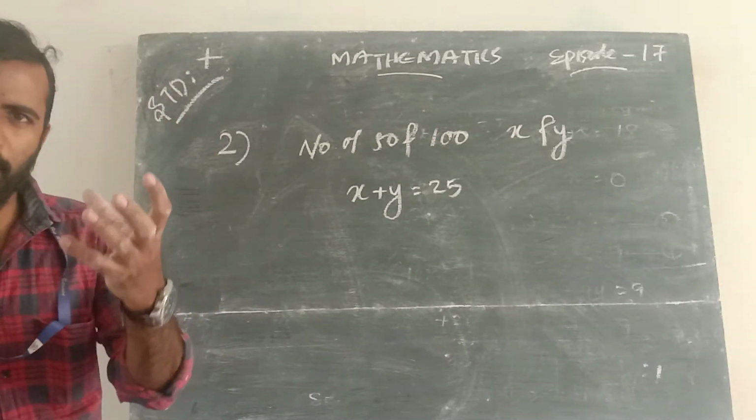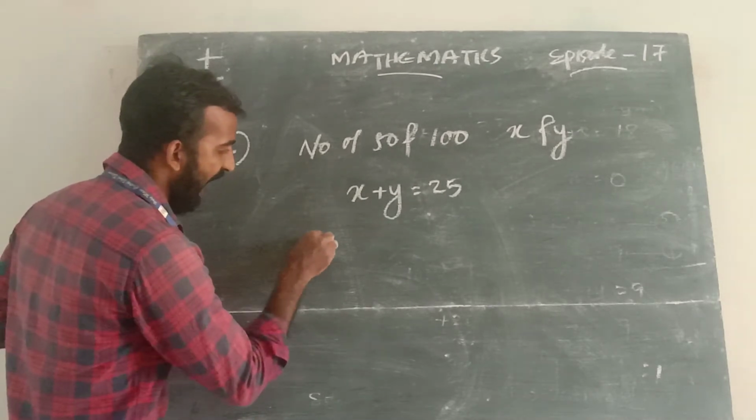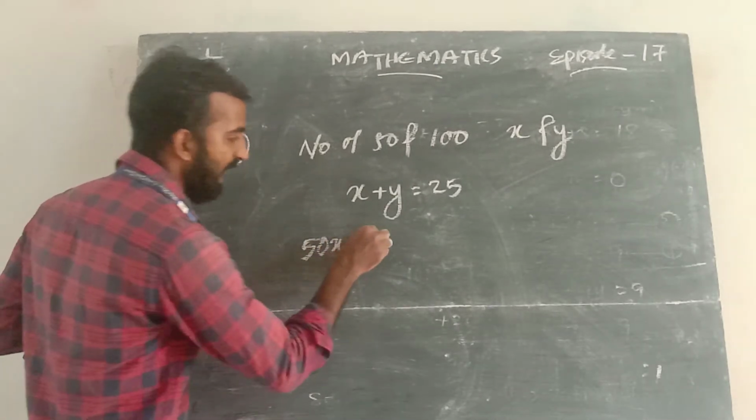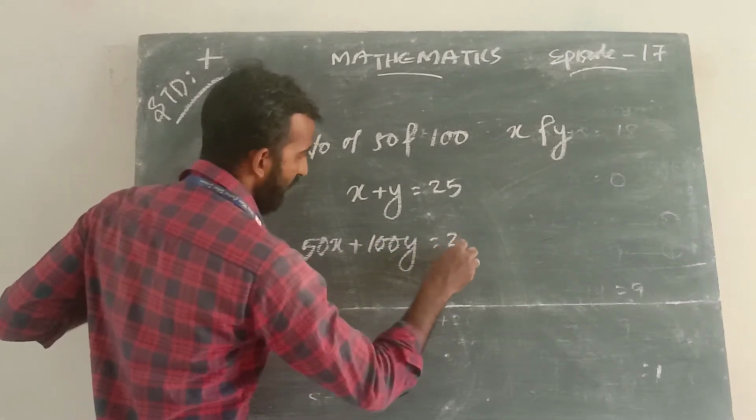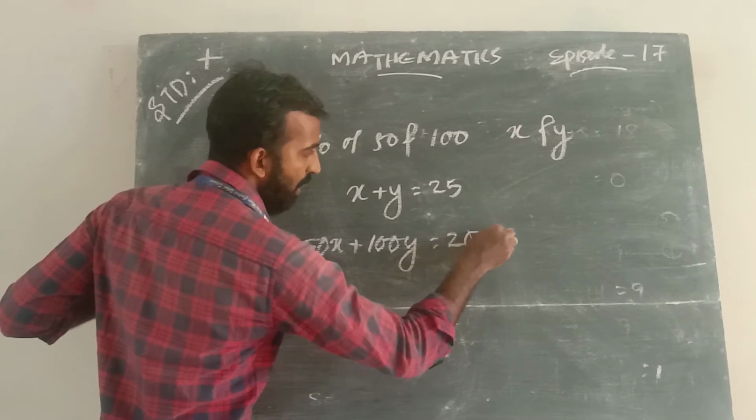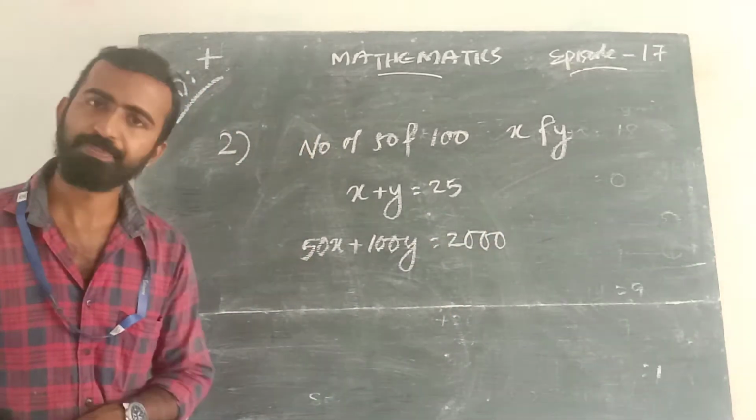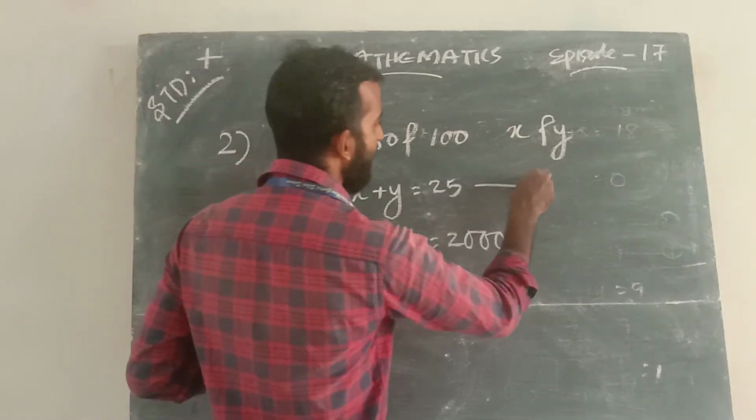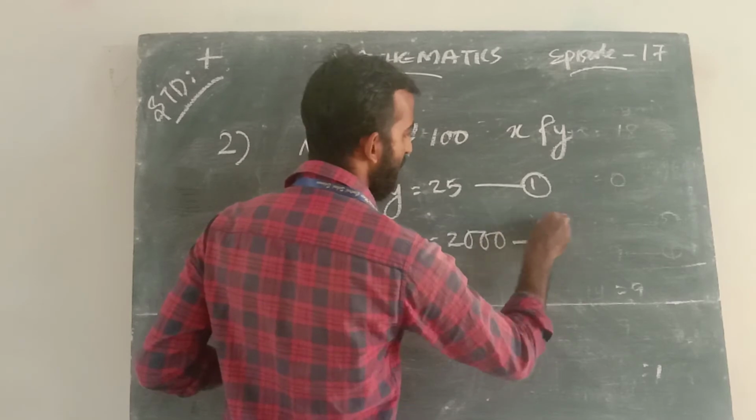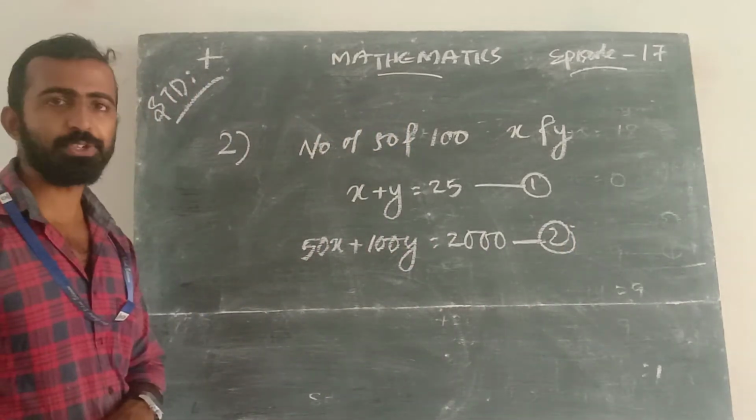And what is the amount she withdrew? That is 50x plus 100y equal to 2000. Is it? Yes. And this is equation number 1 and this is equation number 2.